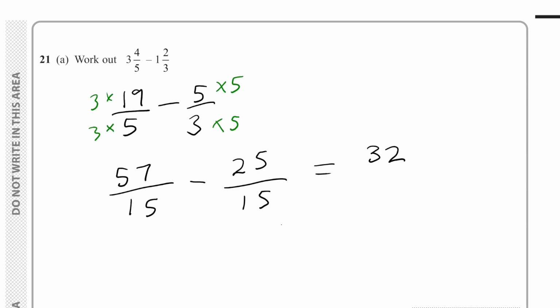And it doesn't say we've got to give our answer in a certain form. So I could leave it like that. But I've got 2 whole ones. 2 15s make 30. 2 whole ones and then 2 left over. 2 and 2 fifteenths.